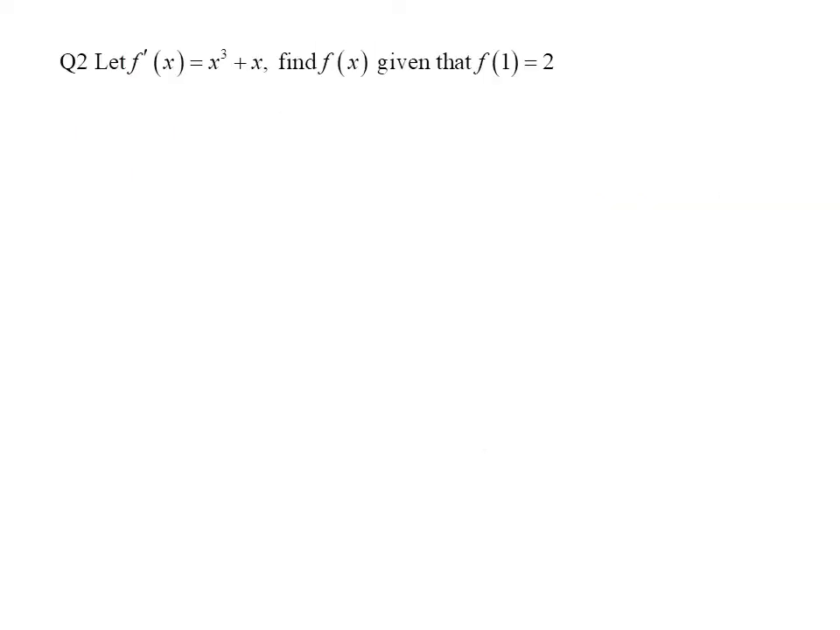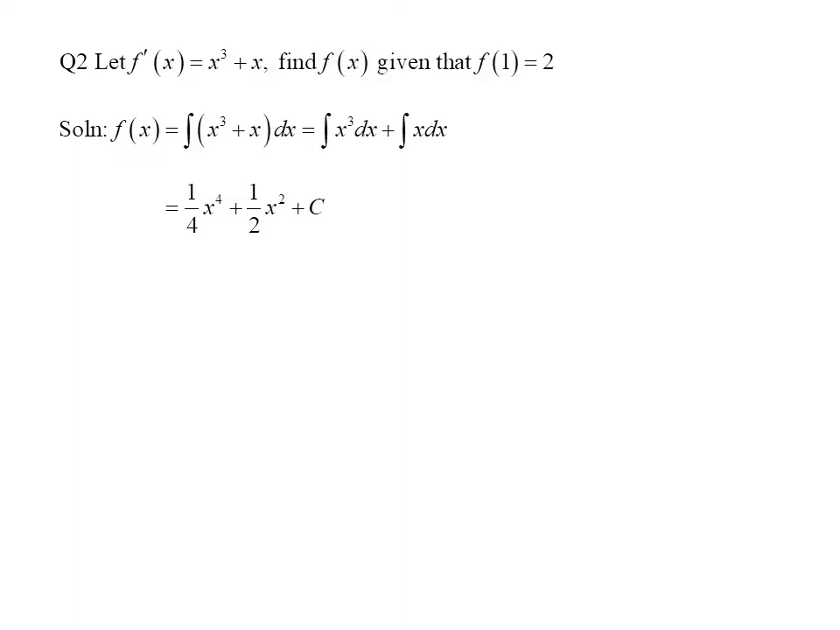Question 3 is to find the expression of f of x given that f prime of x equals x cubed plus x and f of 1 equals 2. Since f prime of x equals x cubed plus x, f of x equals the integral of x cubed plus x, in parentheses, dx, which gives x to the 4th over 4 plus x squared over 2 plus c, where c is an arbitrary constant.